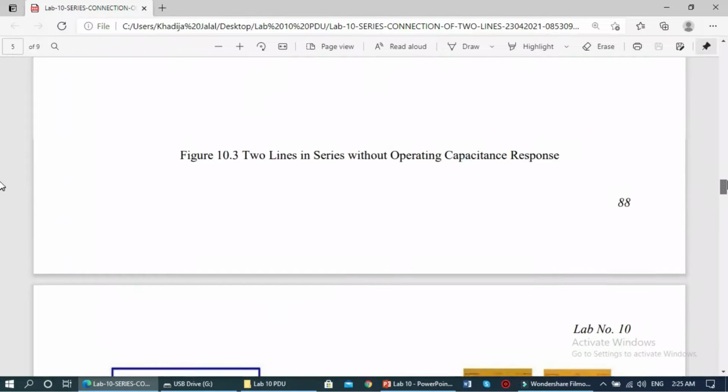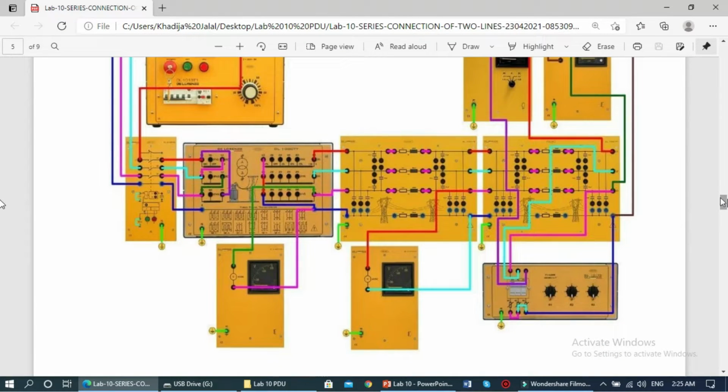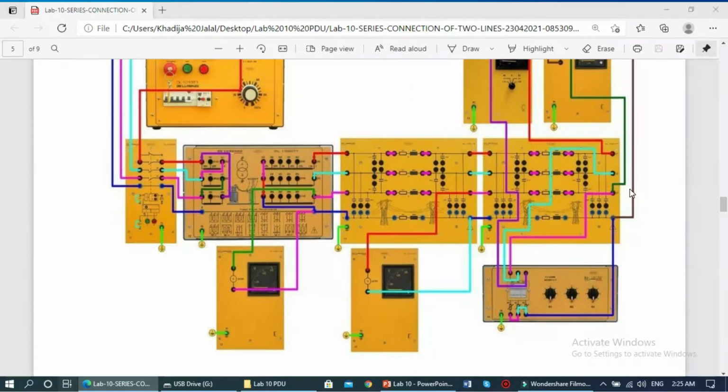After doing this, the difference in this circuit, as you can also see in the figure, is that the line to line capacitance bridge plugs are not inserted. We have removed the line to line capacitive effect, and we have measured the voltages and current.